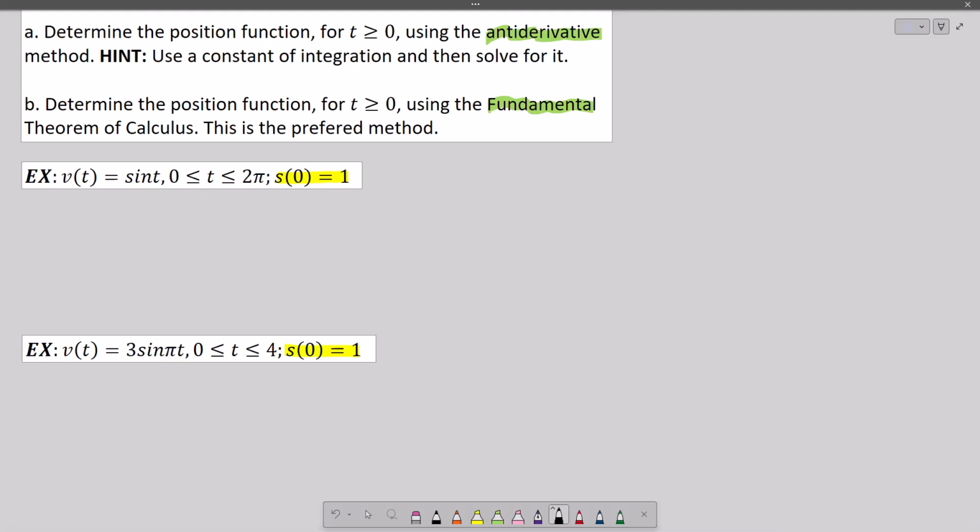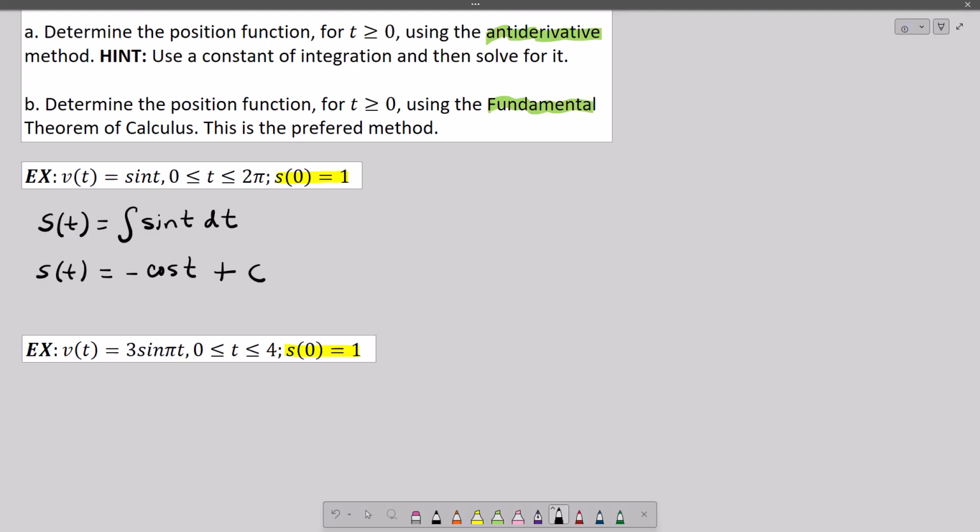So the idea here is that we can integrate the velocity to get to position, and we can just do it generally. So if we say S of t is going to be the integral of the velocity with respect to t, and don't put any limits of integration, then S of t is going to be the integral of sine, which is negative cosine, plus c. And then we have to resolve the c.